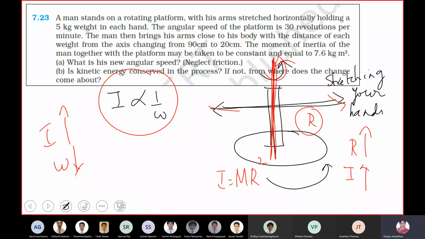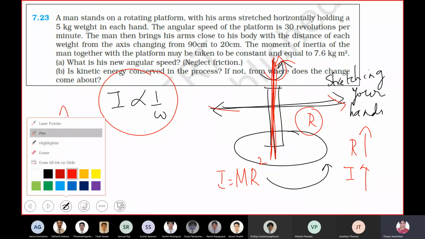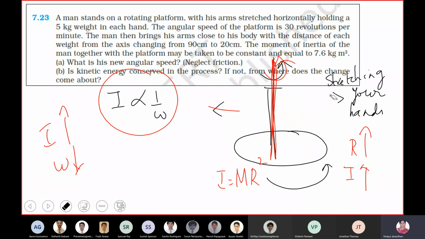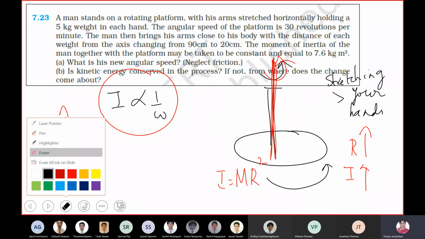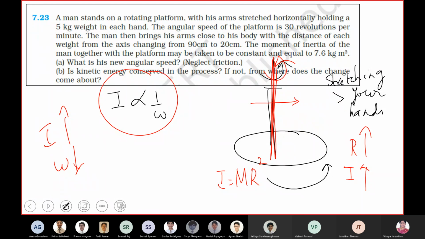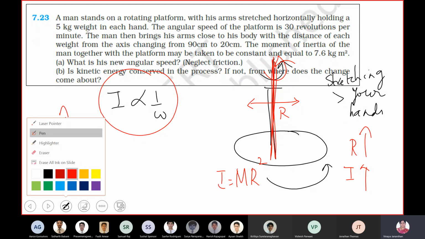When you bring your hands closer to your body, then this R, which means how far your mass is distributed from the axis of rotation, is decreasing in the second case.